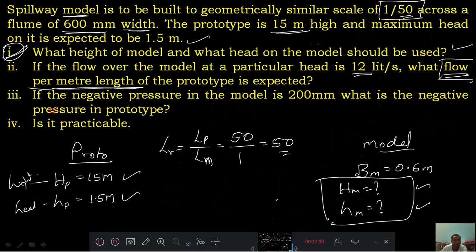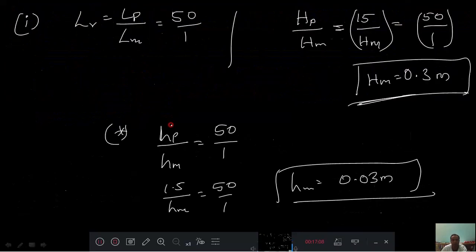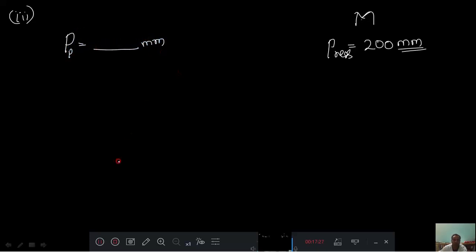Look at here. If the negative pressure in the model is 200 mm, what is the negative pressure in the prototype? Okay, 200 mm. In the model, the pressure is given as 200 mm, and they want the pressure in the prototype. That also you should have in mm.